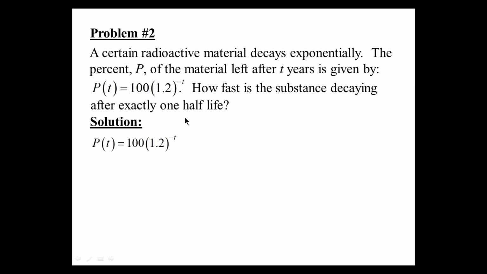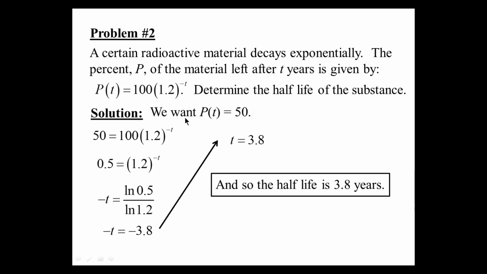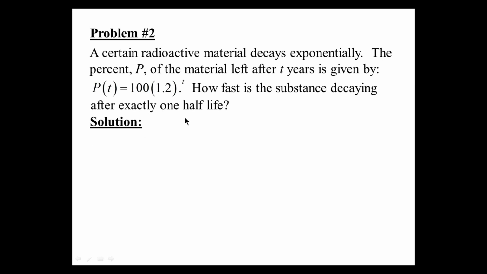And if we could get the rate of change, that will tell us how fast the substance is decaying. And we'll just sub in the answer to the previous part of this question, and it'll tell us exactly how fast it's decaying after one half-life. And we know that a half-life, what was a half-life again? 3.8 years. So our plan is going to be to differentiate and sub in 3.8, and that'll tell us how fast it's decaying after one half-life.